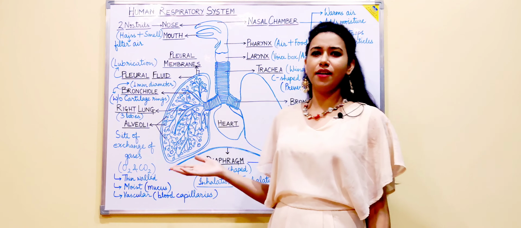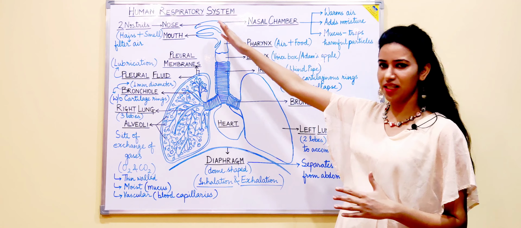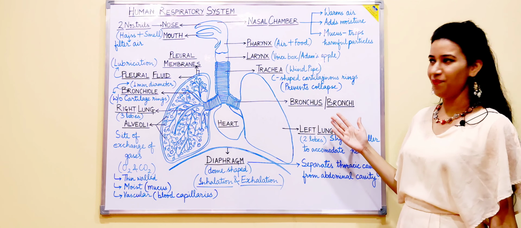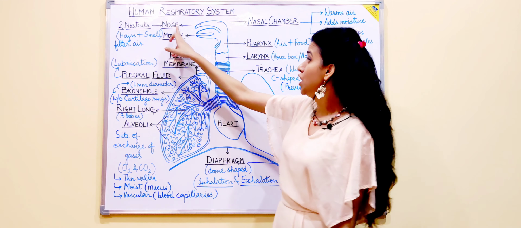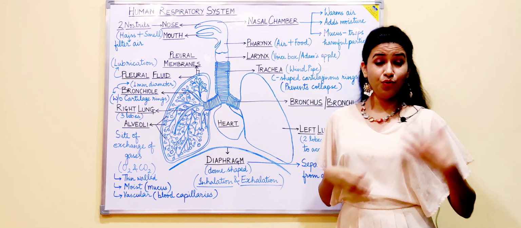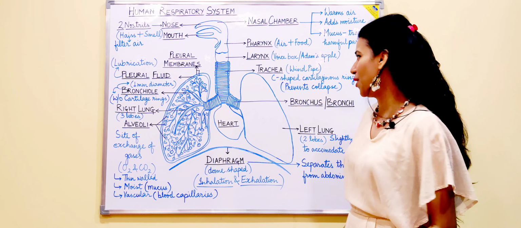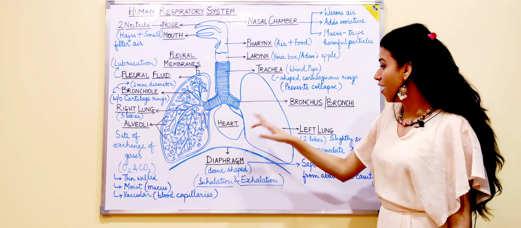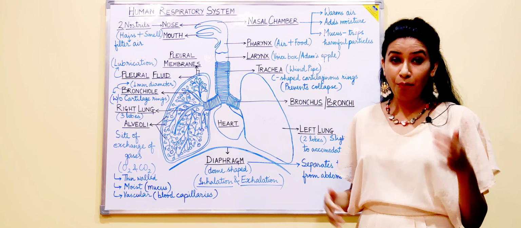Now let's dig deeper and understand what parts a human respiratory system consists of. As you can see, there's an elaborate diagram over here for you. It consists of two external nostrils, nose, mouth, nasal chamber, pharynx, larynx, also known as voice box and Adam's apple. Now why Adam's apple? We'll see towards the end of the video. Trachea, which is commonly known as windpipe, then a pair of bronchi, and a pair of lungs. These are the important parts.